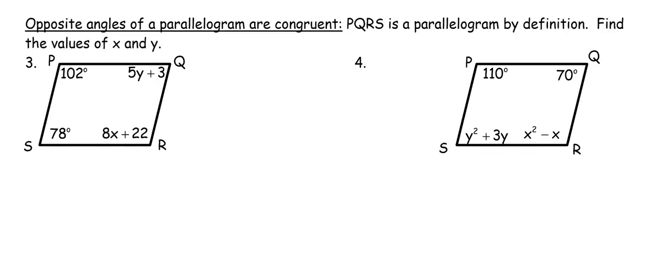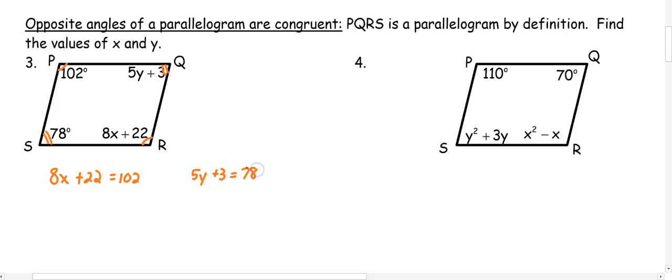Remember, in a parallelogram, your opposite angles are also congruent. So the angles that are in the opposite corner, P and R are congruent, and Q and S are congruent. So I have 8x plus 22 equals 102, and I have 5y plus 3 equals 78. In the first equation, I'm going to subtract 22 from both sides, and I get that 8x equals 80. When I divide by 8, x is 10. In the second equation, I'm going to subtract 3 from both sides, so 5y equals 75. And when I divide by 5, y is 15.